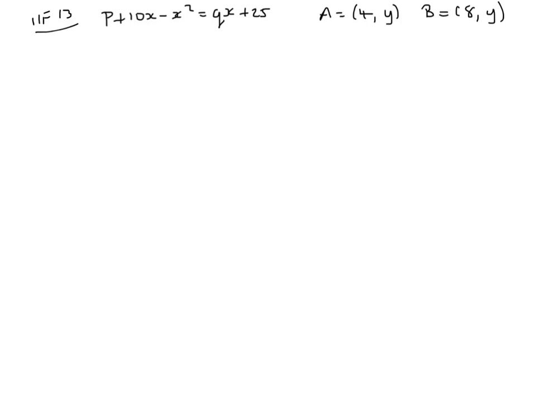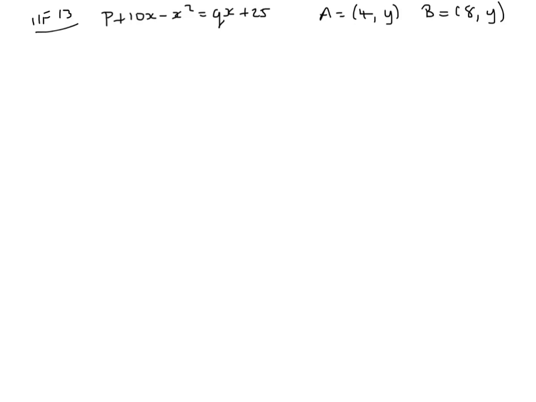Okay, so this is exercise 11F, question 13, a question that lots of us found a bit tricky when we're thinking about it for prep. First thing we've got to do is find what P and Q are using the information they've given us in the question. So from the question, because we've got a point of intersection, P plus 10x minus x squared must be equal to Qx plus 25.